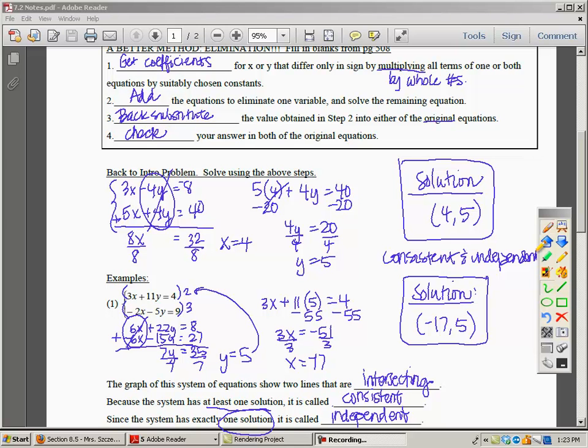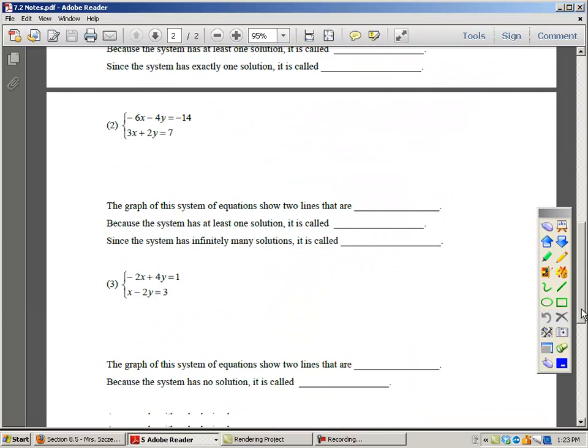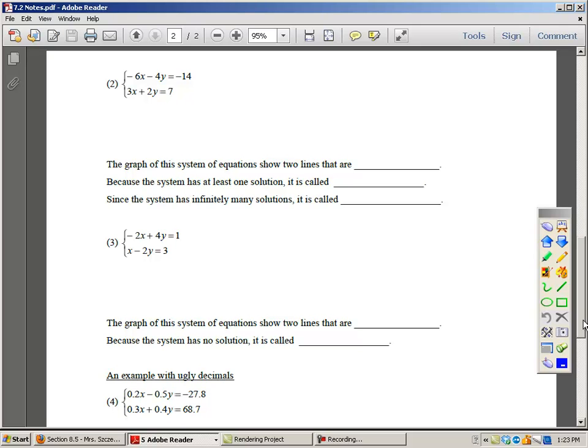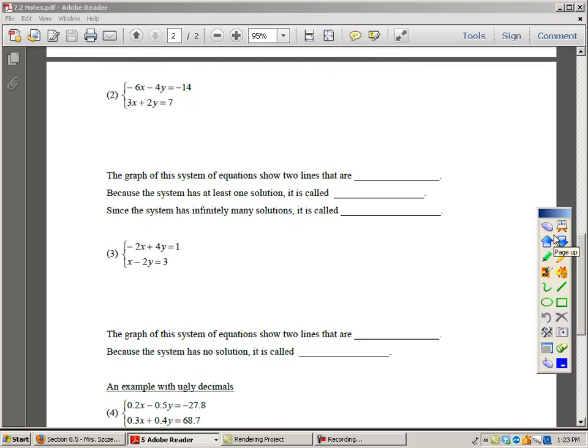So let's flip the page. I'm going to give one for you guys to check, but for the most part, we're going to go through the majority of this. So let's flip to the back. I'm going to move this up a little bit. Let's do the first one.